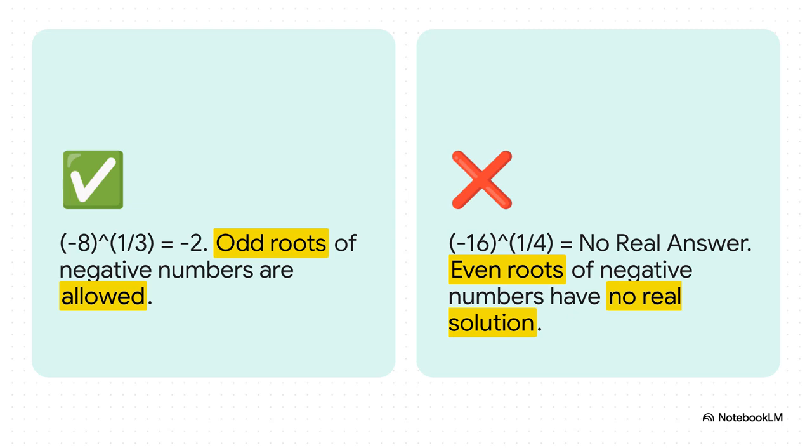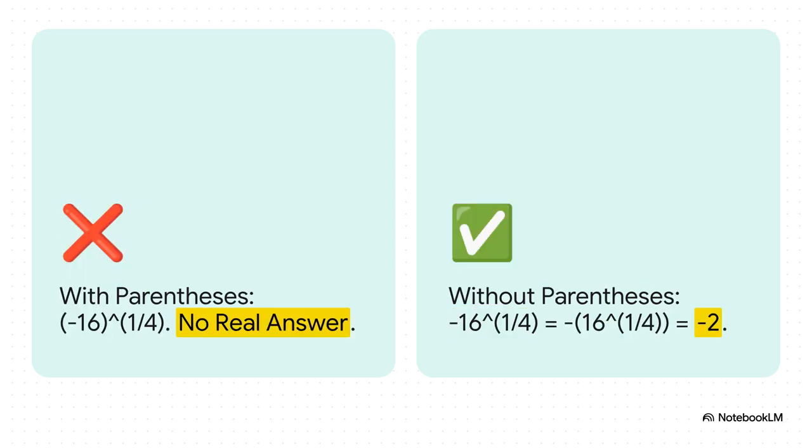It works. But you absolutely cannot take an even root, like a square root or a fourth root, of a negative number and get a real answer. It's just not possible in the real number system. Okay, this next one is huge. Pay attention to the parentheses because they change everything. On the left, the parentheses are around the -16. That means we're trying to take the fourth root of a negative number. As we just said, no real answer.